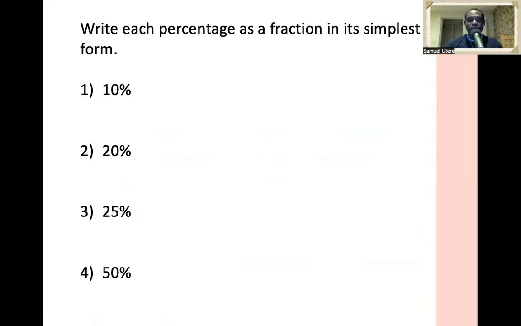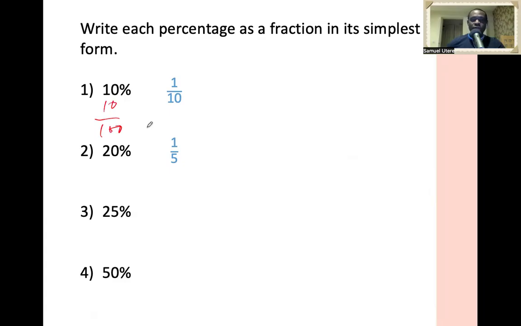Before we start, I would like you to answer the trivial practice questions in 3 minutes. Well, assuming you've answered the questions, here are the answers. So if we are asked to write 10% as a fraction in its simplest form, we can do it by writing 10 out of 100. Remember, percentage is out of 100. So we can do this and then simplify. We'll see that it is 1/10.